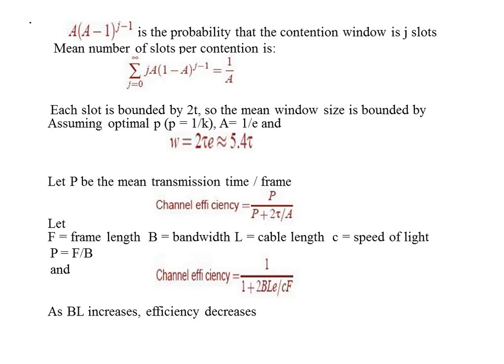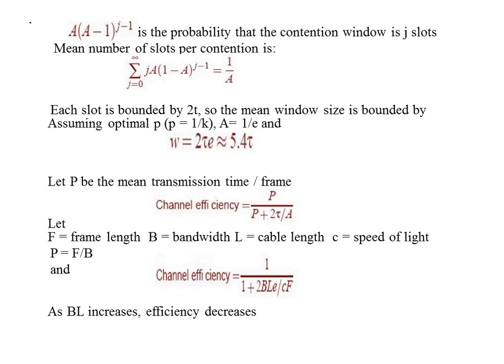Again, the channel efficiency they have defined in terms of various parameters such as frame length, bandwidth, cable length, speed of light. So they have calculated P is equal to F upon B, that is frame length divided by bandwidth, which is the mean transmission time per frame. So if I replace this value into the previous equation, the channel efficiency I'll get is equal to 1 upon 1 plus 2BLE divided by CF.